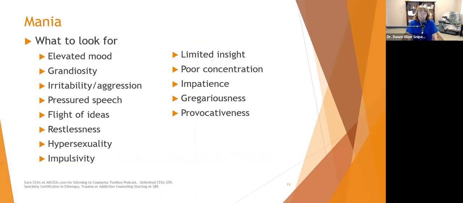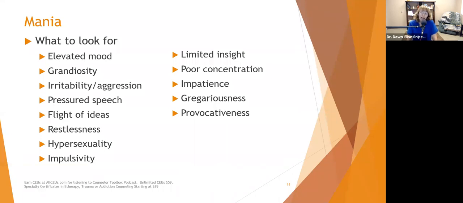Hypersexuality. This is really important to look for. One key feature for a lot of people who are in a manic episode is hypersexuality. If you are working in a treatment center, if somebody is getting ready to have a manic episode, this is maybe one of the first signs that shows up that they are headed toward the kickoff of a manic episode.